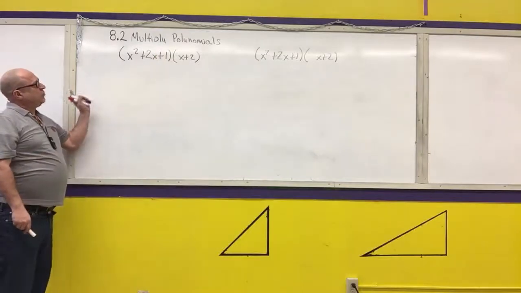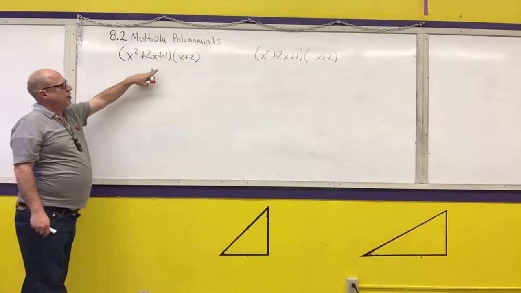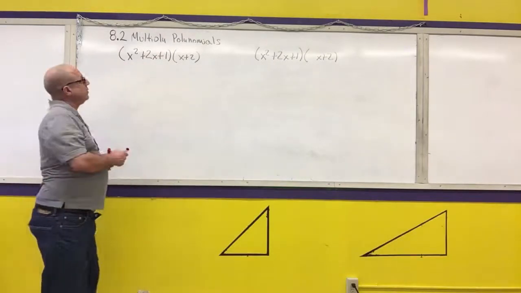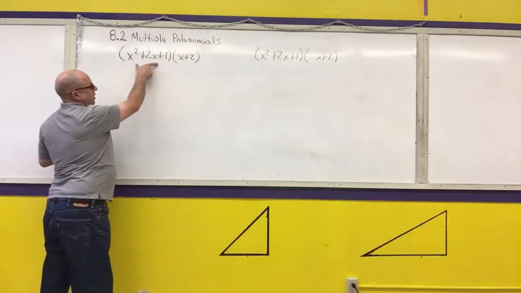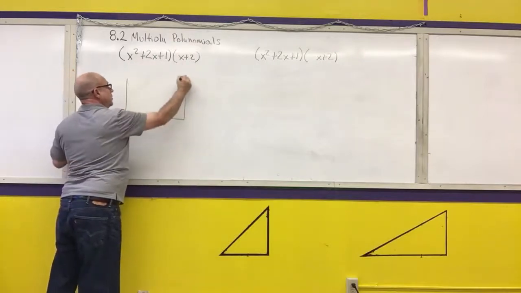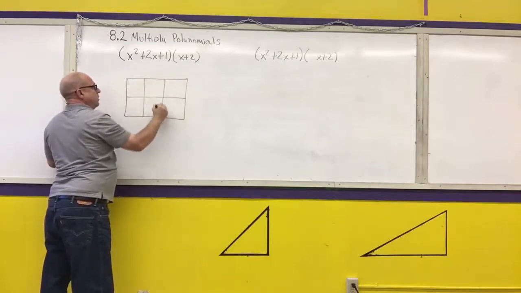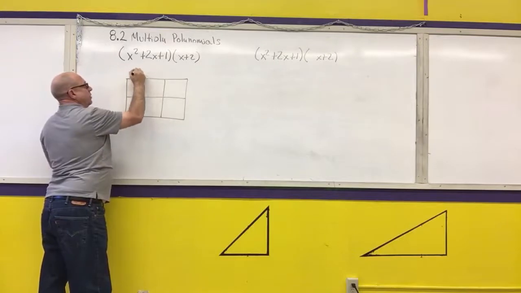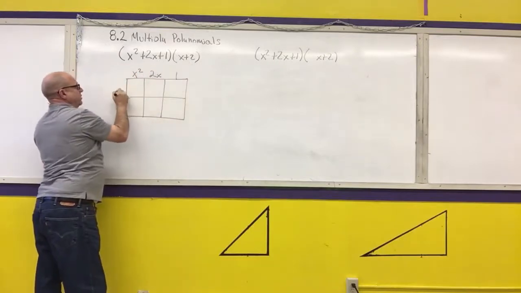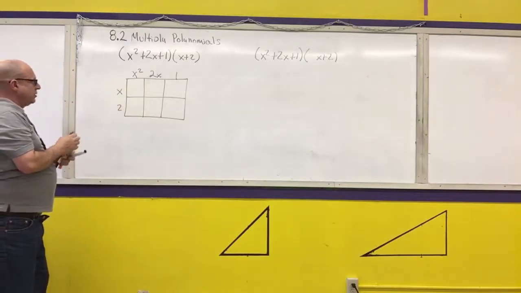For the last worked out example, I'm going to do the quantity x squared plus 2x plus 1 times the quantity x plus 2. I'm going to make the table method. So I'm going to make a 3 by 2 table. I'm going to write x squared, 2x, 1, and then x and 2. Now I'm going to do the multiplications.